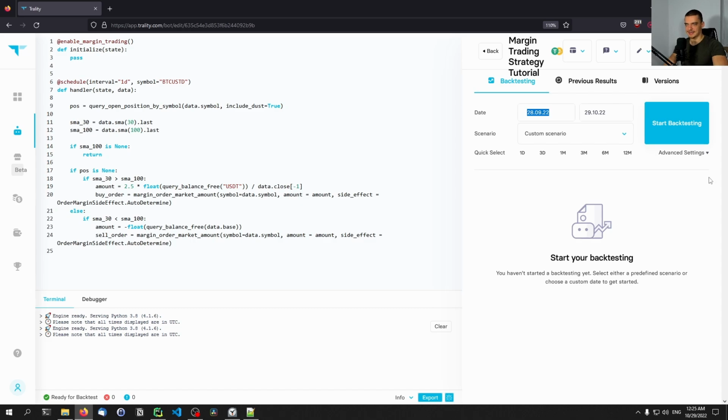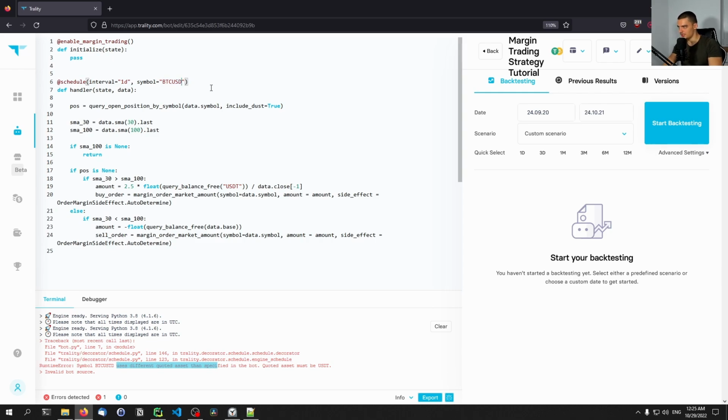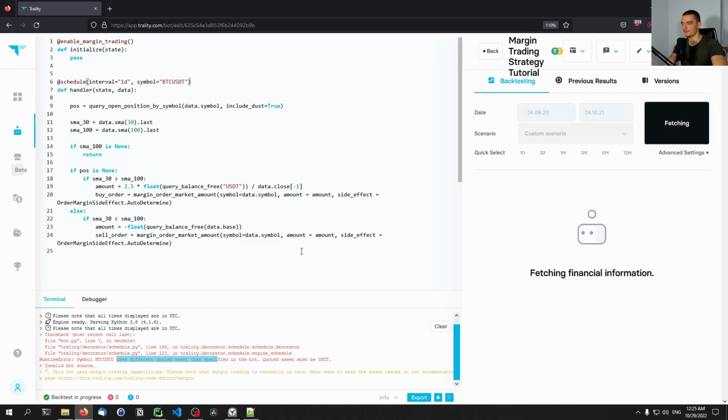Now we can specify a date. I have some prepared dates that show results quite well. So I think from 24th of September 2020 actually, up until the 24th of September, or was it October? I'm not sure. 2021. Here we have some format issues. Oh, we cannot go 2020. We have to say just 20. In that time frame, what is the problem here? Uses different quoted asset. USDT, not TD. There you go.